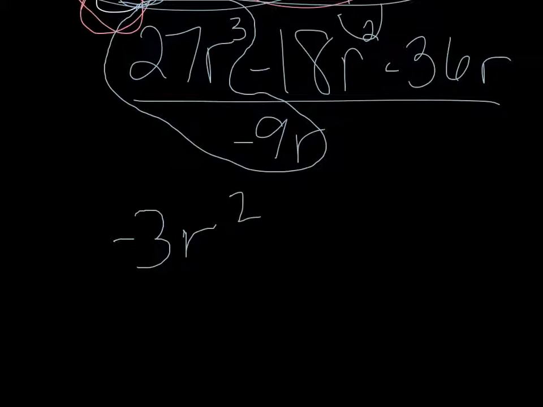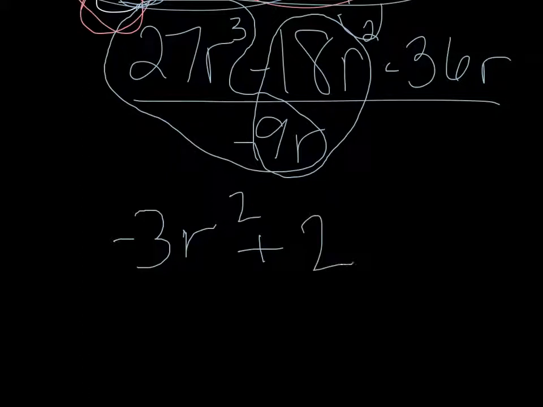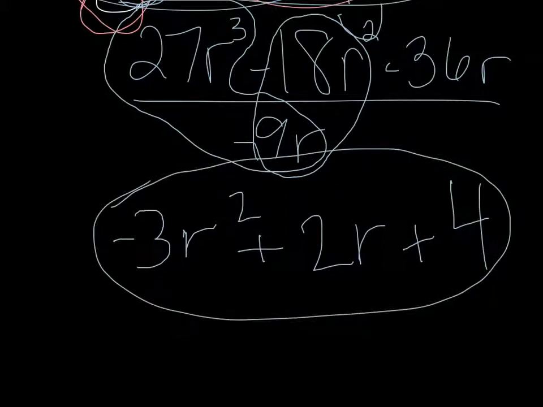For my middle term, I have a negative divided by a negative. And we all know a negative divided by a negative gives me a positive. 18 over 9 gives me 2. And then I have r squared over r, which leaves me with an r. And my last term, once again, I have a negative divided by a negative, which gives me a positive. And 36 divided by 9 gives me 4. And finally, r divided by r cancels out. Got it. Yay.